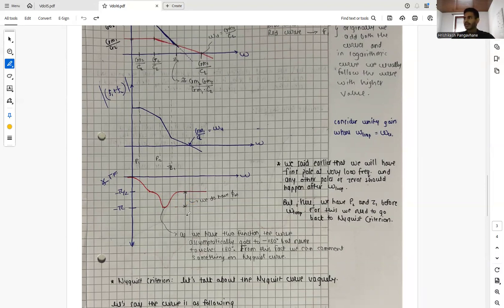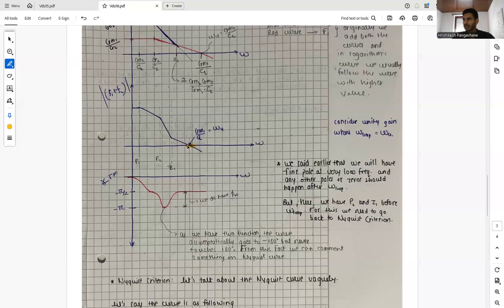So we said earlier, when we were deriving equations for Miller compensated op amps, that we will have our first pole at very low frequency, and the other n number of poles or zeros should happen after omega loop. But here we have P2 and Z1 before omega loop.